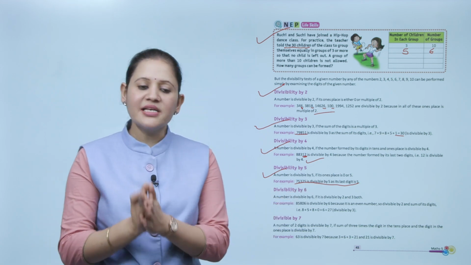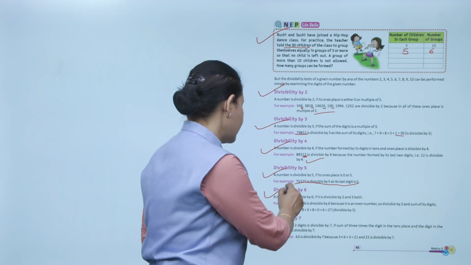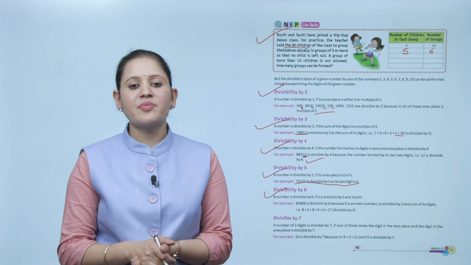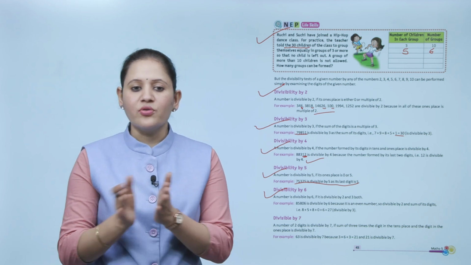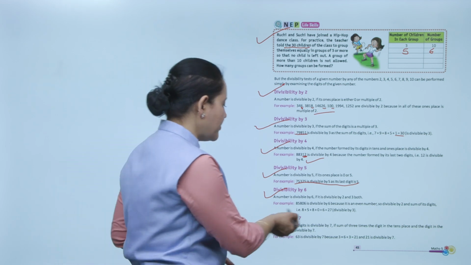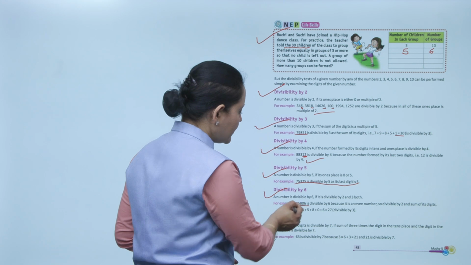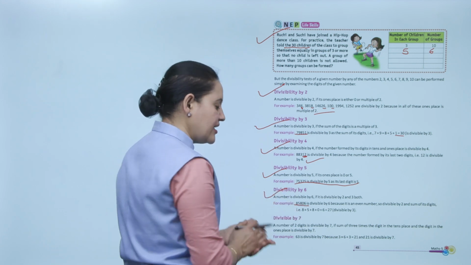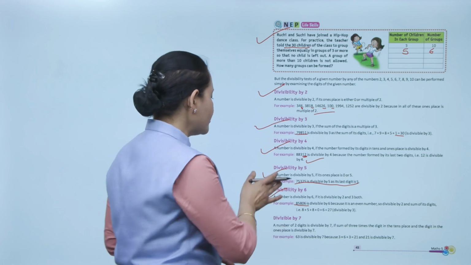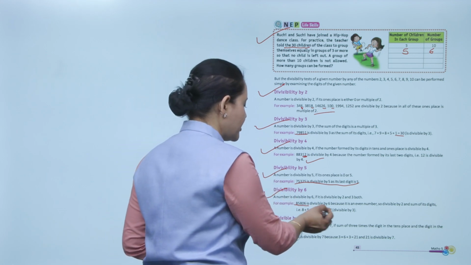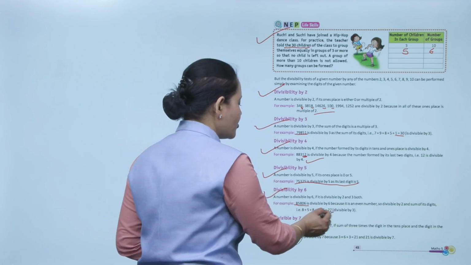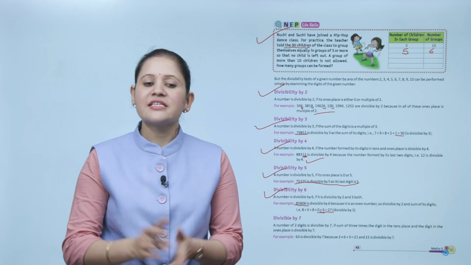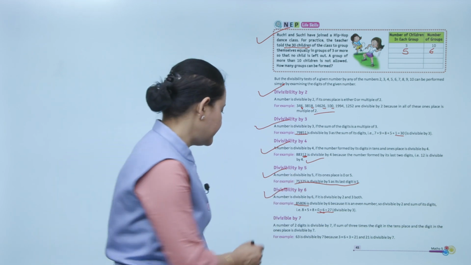Next is divisibility by 6. A number is divisible by 6 if it is divisible by 2 and 3 both. Like here, the given number is divisible by 2 because the unit place is 6, and it is also divisible by 3 because the sum of digits is 27. So this number is divisible by 6 also. Clear?